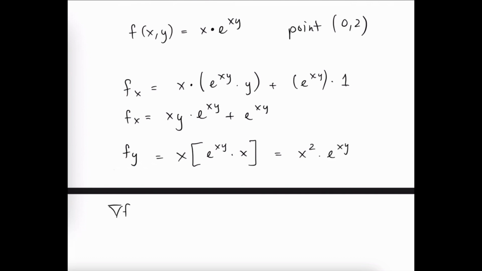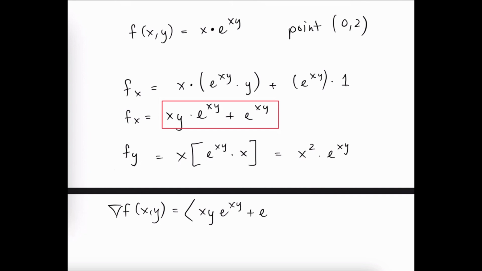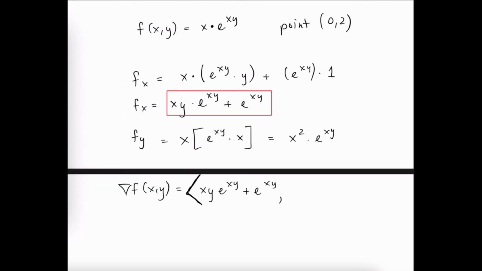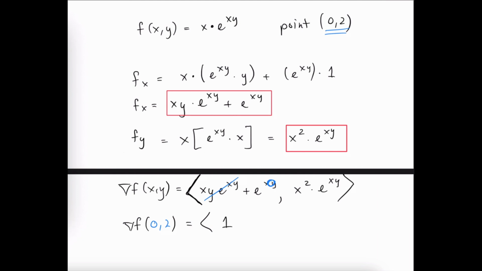So our gradient vector in general would be the first partial with respect to x, which is xy e to the xy plus e to the xy, as the distance that we travel in the direction of x, and x squared e to the xy as the distance that we travel in the direction of y, again in two dimensions. Now we'll take this gradient vector and evaluate it at our domain element, which is (0, 2). So plugging 0 in for x is going to eliminate this entire term, and then we have e to the 0 power here, so that's just going to be 1. Plugging 0 in for x again eliminates this entire term, so now we just have 0.